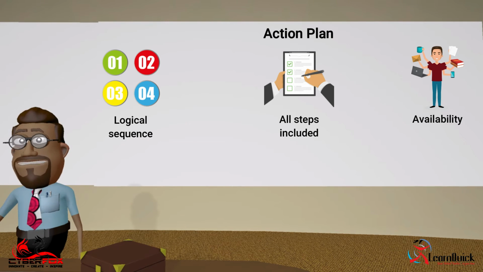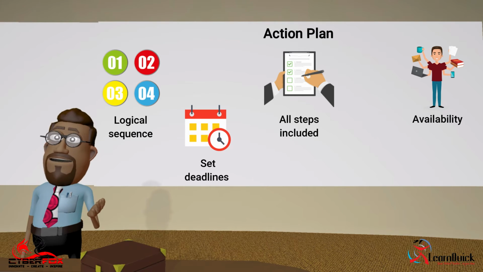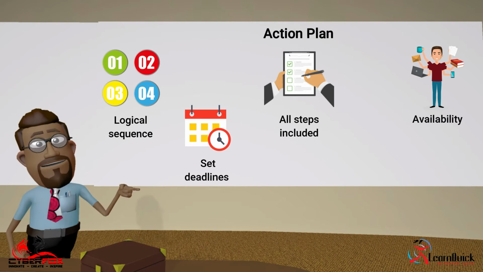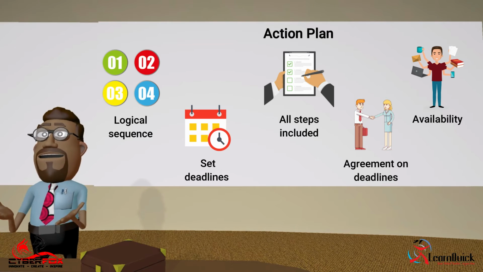Is the person whom a certain task was allocated available? Deadlines for each task have been set. There was an agreement on the deadline, and other crucial points one might overlook when starting a new venture.